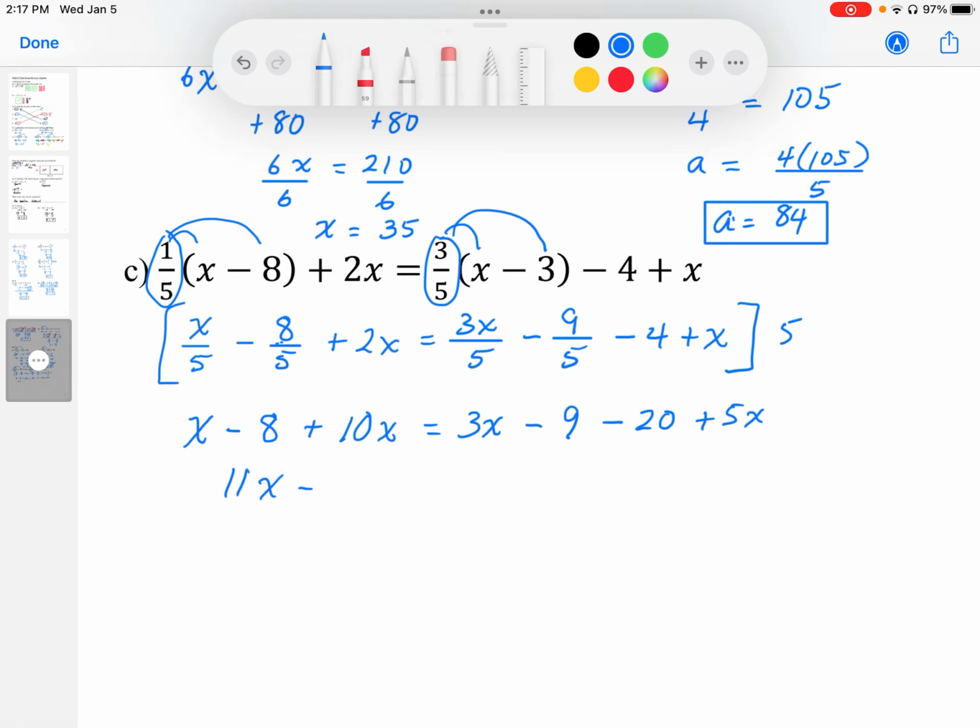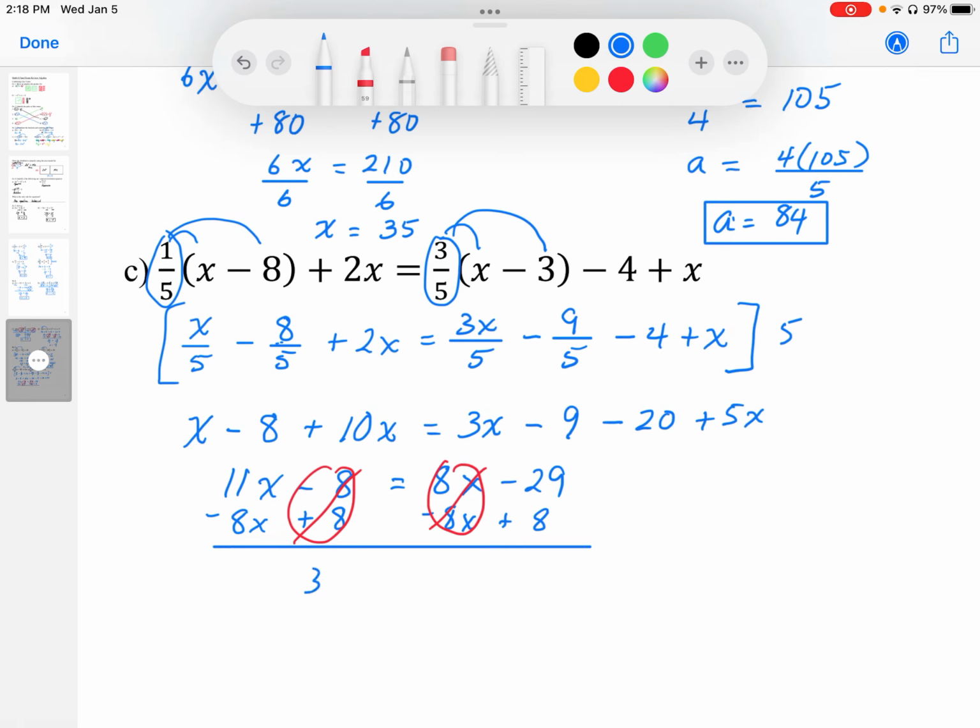11x minus 8 on the left-hand side, 8x minus 29 on the right-hand side. So again, I'm going to put the x's on the left-hand side, so I'm going to do minus 8x, minus 8x. I'm going to get rid of minus 8 with a plus 8, plus 8. Okay, just keeping track of what is canceling and what's not canceling. Okay, those are going to cancel out.